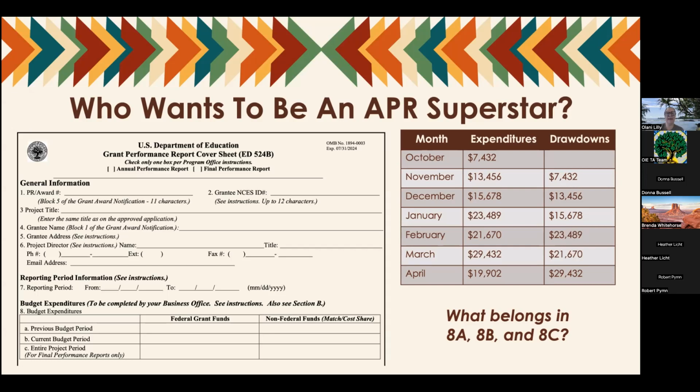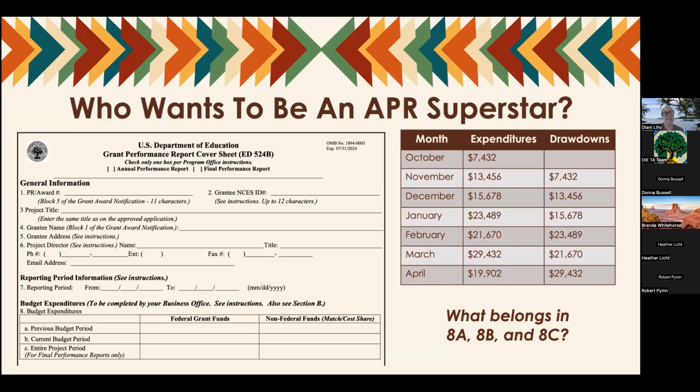Okay, awesome. Yes, you would leave it blank. Awesome, you guys are superstars. And then how did we calculate the number for 8B? First of all, what we want to consider is the reporting period, again, 10/1/22 to 9/30/23. And we're only calculating the drawdowns in G5.